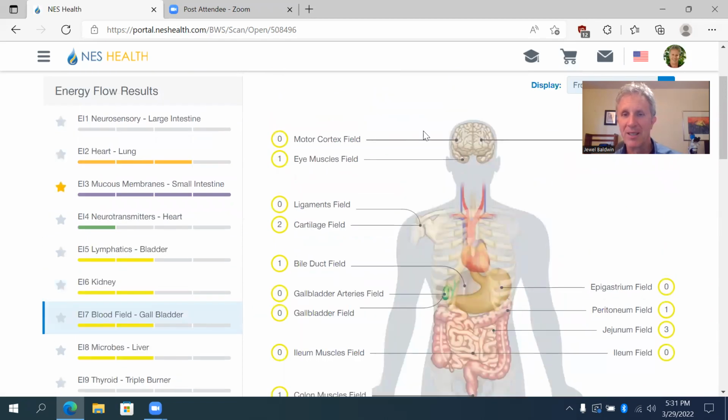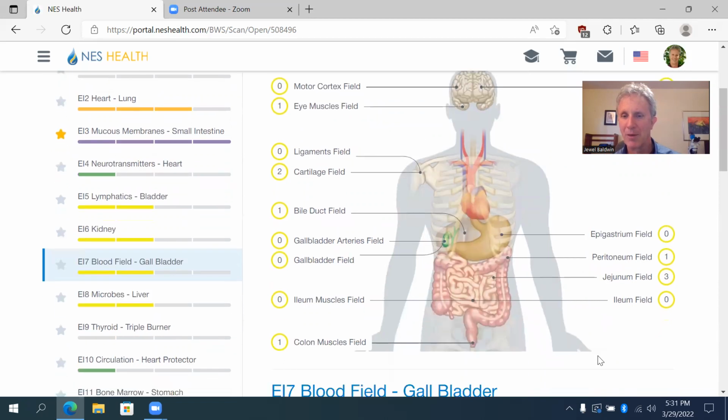Right down there, you can see the connection starting up in the motor cortex field, all the way coming down through the bile ducts, all the way down to the ileum field in the colon muscles. Fantastic. So just loads of information that you're getting through this integrator screen. When you get to the integrators, you're starting to see a bigger, broader picture that NES can show you.